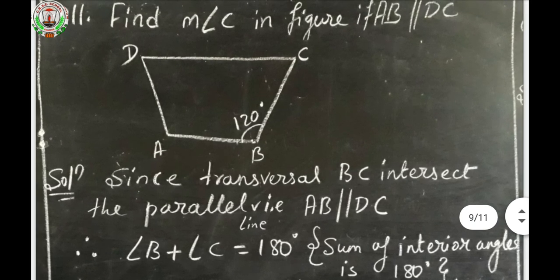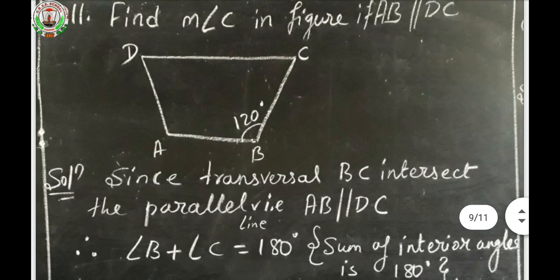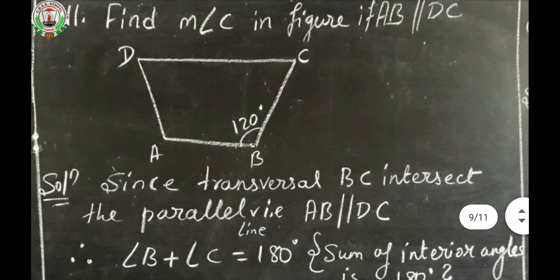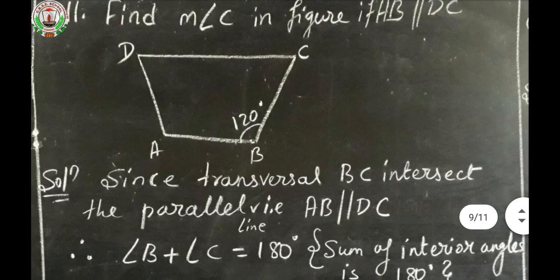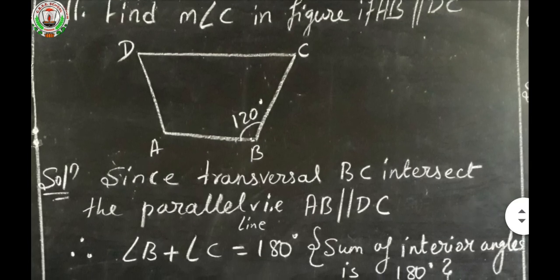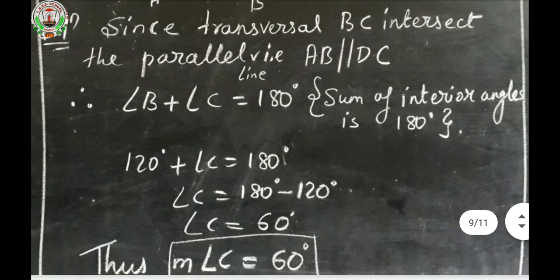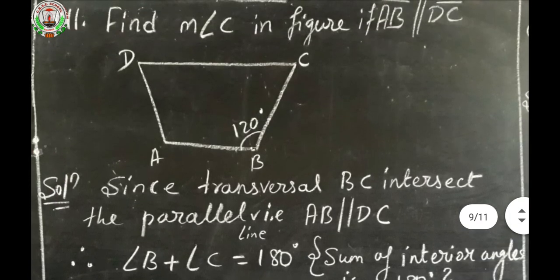The next question says: find the measure of angle C. That is read as the measure of angle C, in the figure AB parallel to DC. Here a figure is given, and it is also said that the opposite sides are parallel to each other. The two opposite sides AB and DC are parallel. Now since transversal BC intersects the parallel lines AB and DC, AB is parallel to CD, isn't it?